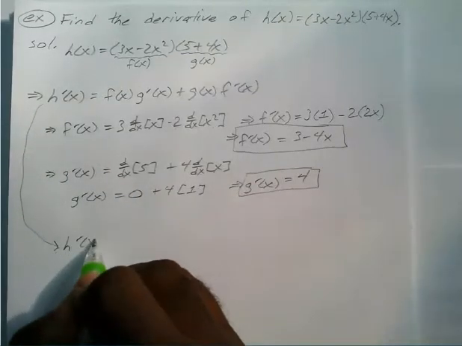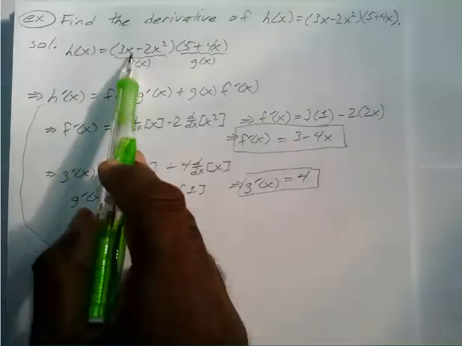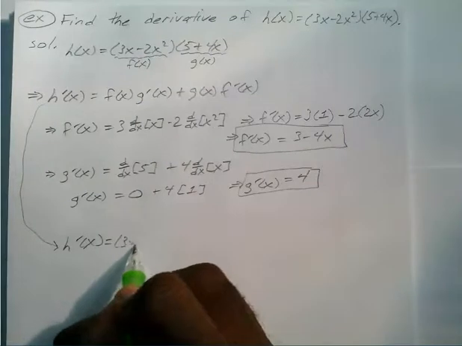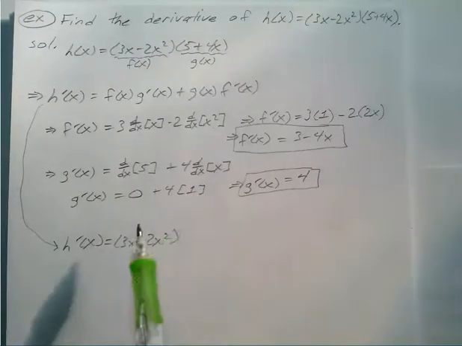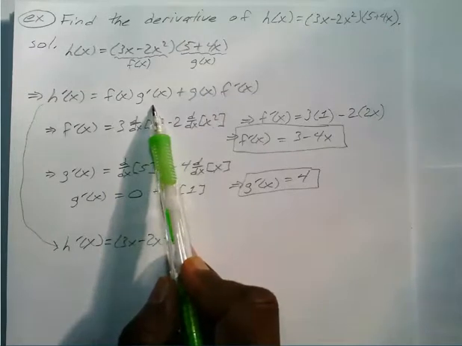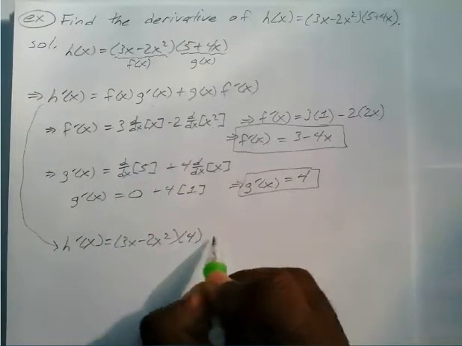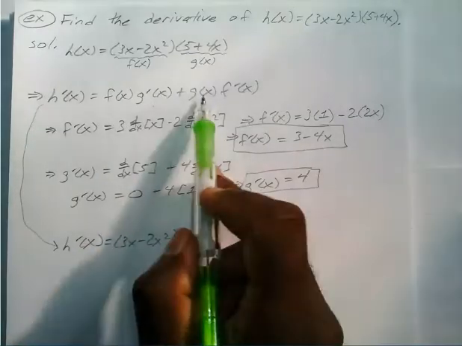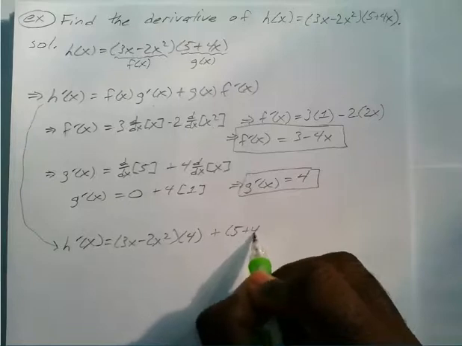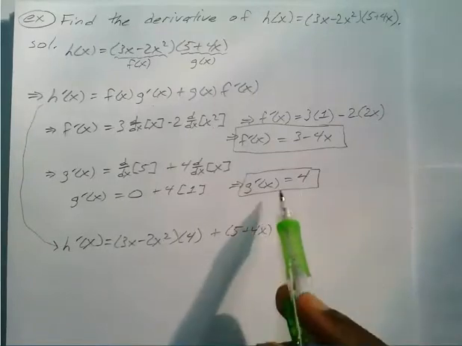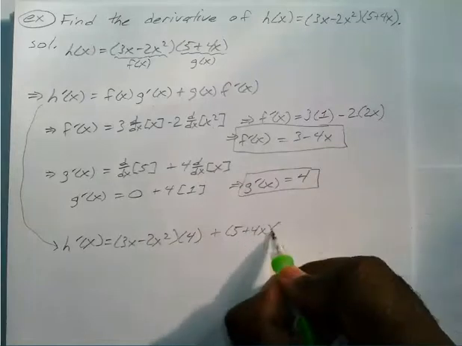So h prime of x is equal to f of x, which is 3x minus 2x squared, times g prime of x, which is 4, plus g of x, which is 5 plus 4x, times f prime of x, which is 3 minus 4x.